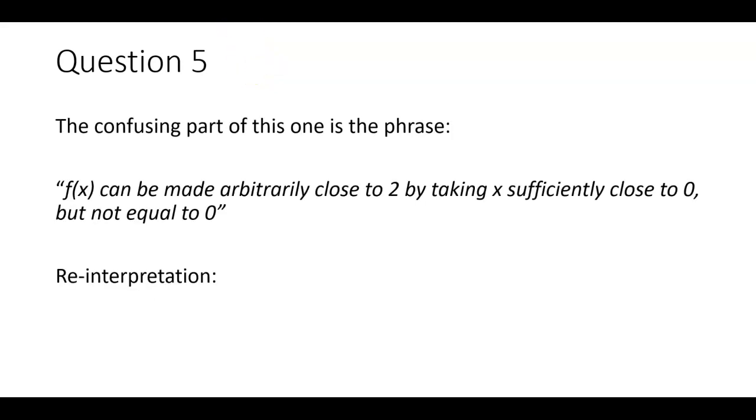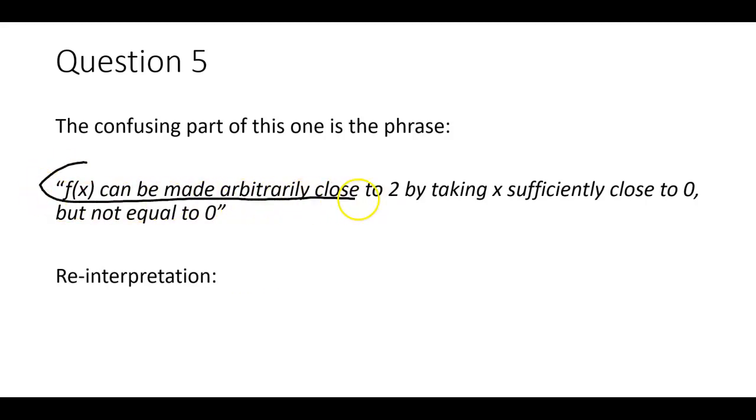Let's go ahead and take a look at number 5. The confusing part of this one is the phrase that they give us here that says f of x can be made arbitrarily close to 2 by taking x sufficiently close to 0, but not equal to 0. Okay, that's a fun sentence to say. So what the heck are they saying?